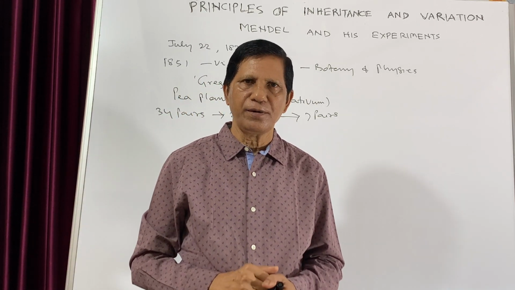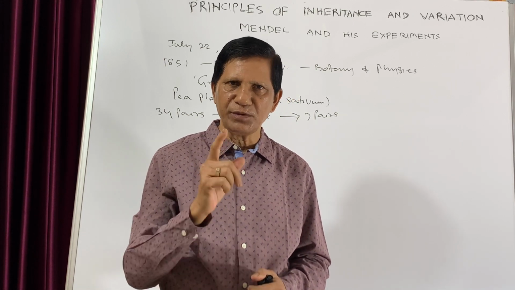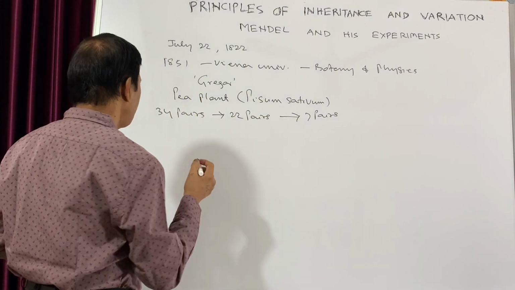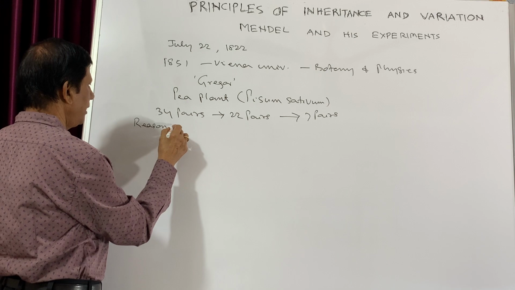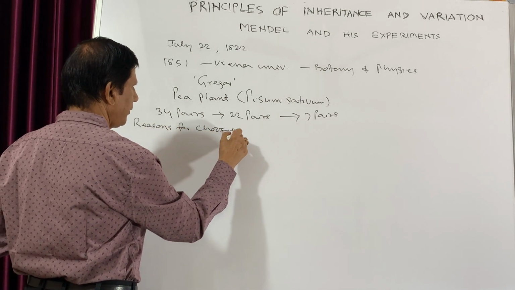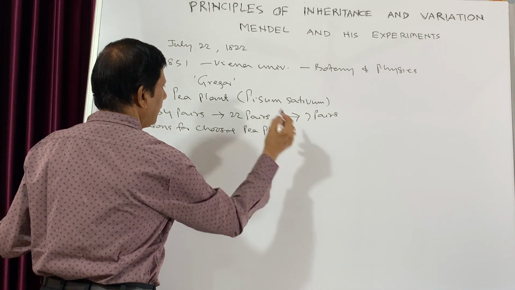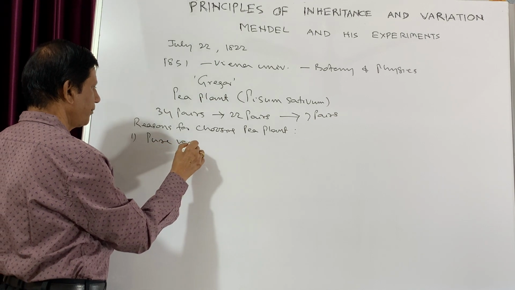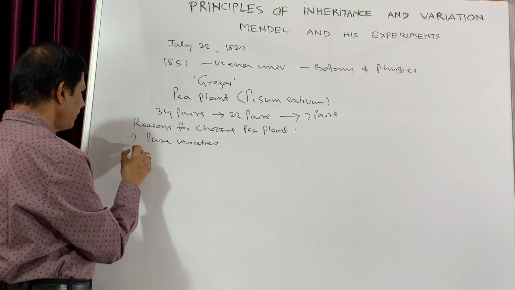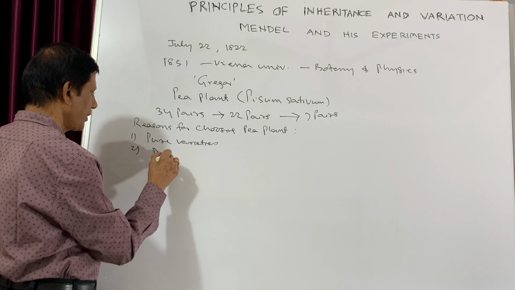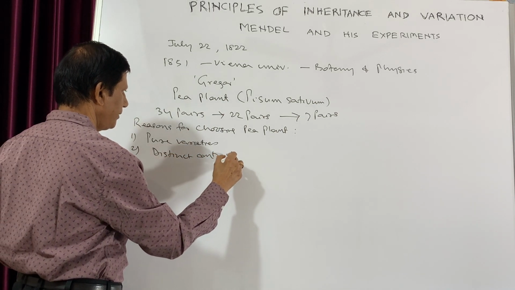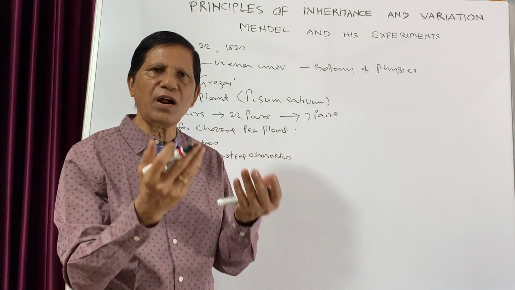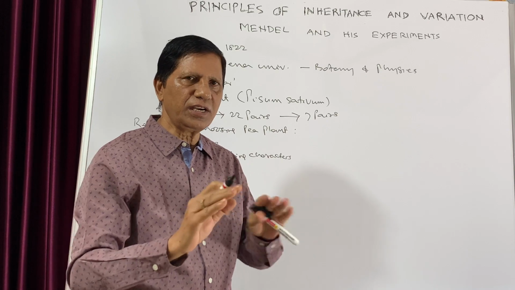Now one question comes to our mind. Why he selected the pea plant? It is because the pea plant has several advantages over other plants. So what are the reasons? That means we have to discuss reasons for choosing pea plant. What are the different reasons? Now one reason is, in pea plant, he got only pure varieties. That means there is no mixing of characters, and there are distinct contrasting characters. That means either the plants are tall or dwarf. The seeds are either round or wrinkled. So completely distinct contrasting characters are there.